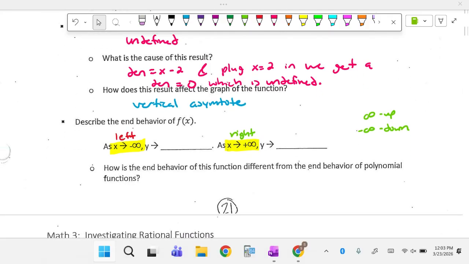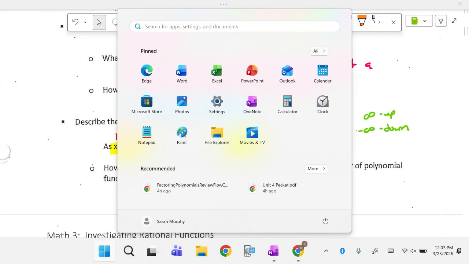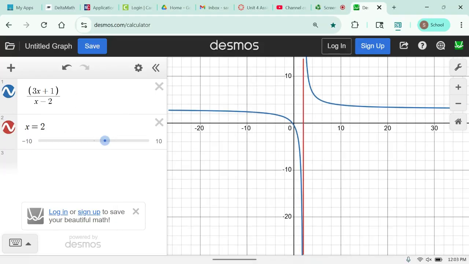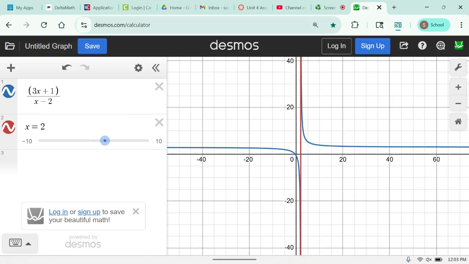Now, where rational functions differ, if I go back to this and zoom out a little bit more, is that there are not really clearly defined tails, because there are actually 4 tails if you look. So the question is, which tails do I look at? Well, in reality, our end behavior is more so the ones that keep going straight up and keep going straight down.